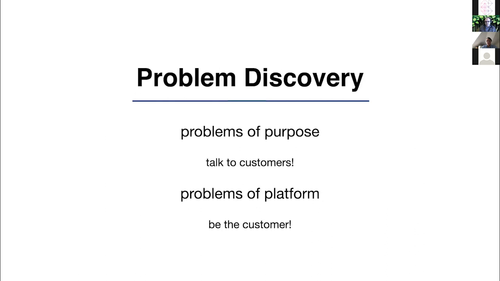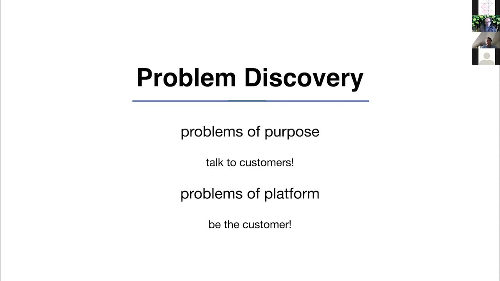So this becomes a process of problem discovery. And loosely, I think these kinds of problems fall into 2 categories. There are problems of purpose. A problem of purpose is, well, what business problem am I trying to solve? What's the actual customer problem that they're having, and why do they need a solution? And then there are problems of platform.